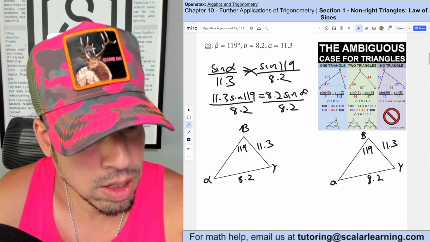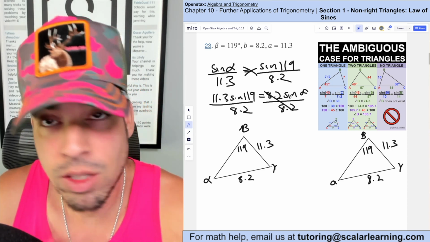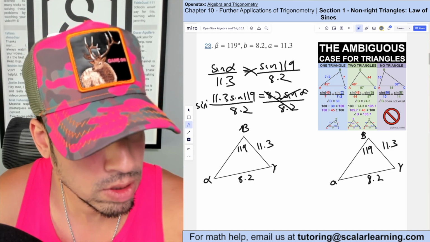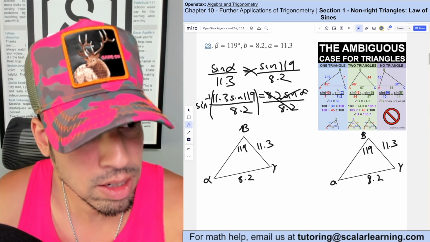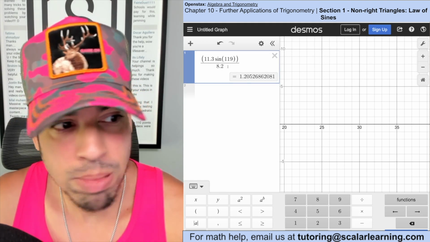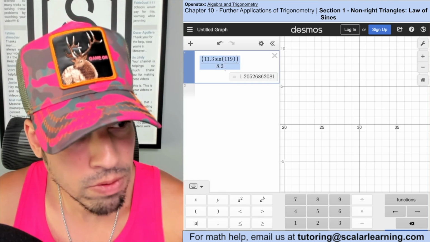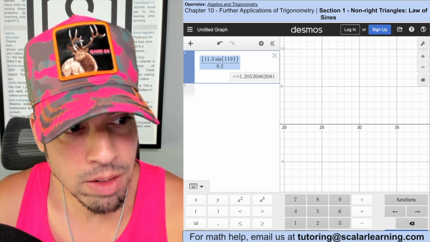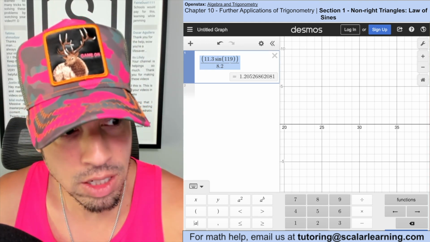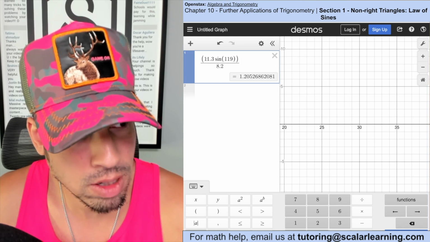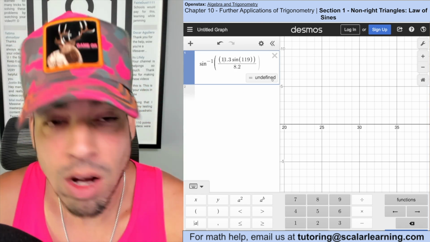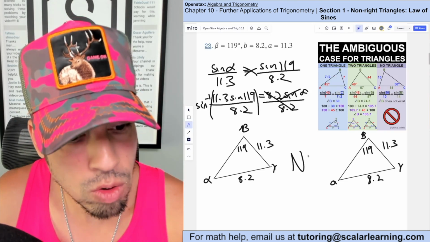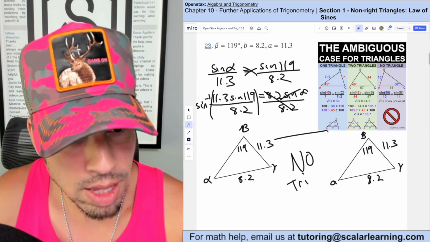Boom, boom, cancel. To solve for alpha, we need to take the opposite of sine to isolate it. So we take arc sine of the other side, like so, and let's plug that into Desmos. Now the thing is, before I even apply arc sine, I see that the argument for arc sine is greater than 1. That is outside of the domain of arc sine, which means no triangle exists. But I'm going to show you what happens when I type in arc sine. You see we get undefined. So that means the triangle does not exist. This is a no triangle situation. That's how you do it.